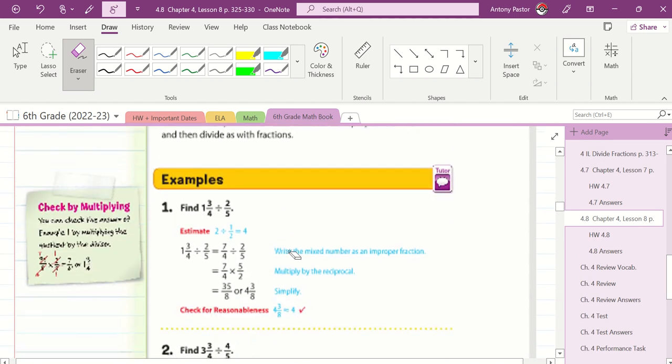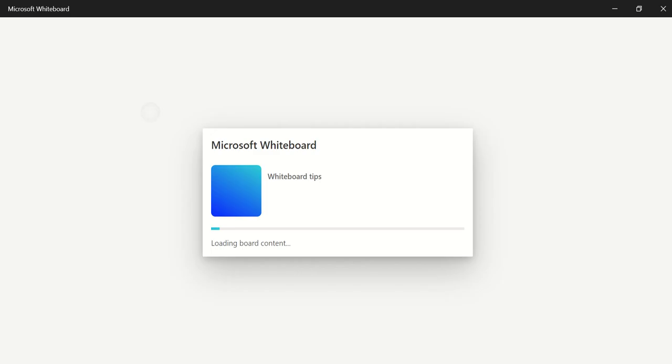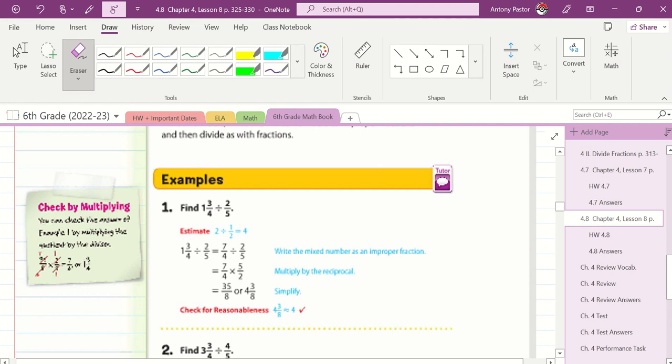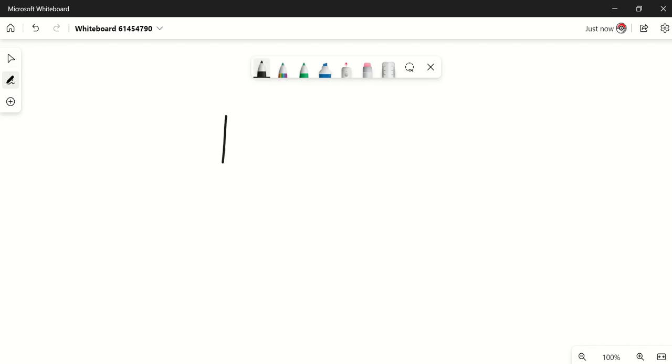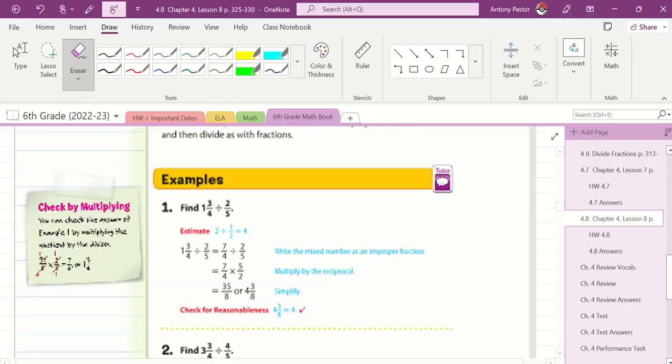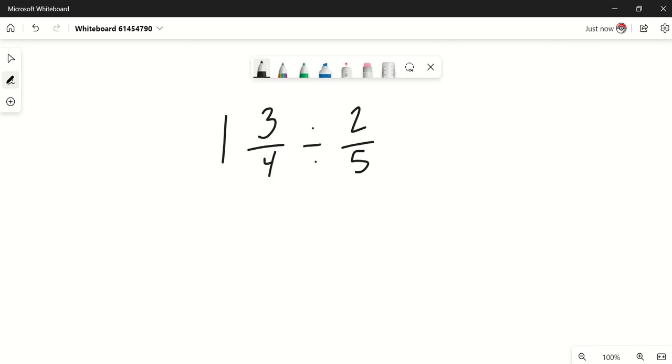We have an example of 1 3/4 divided by 2/5. Let's go ahead and clear our whiteboard off. 1 3/4 divided by 2/5. Now, even if one number is a mixed number, we still have to convert that mixed number. We do not need to convert the 2/5 because it's already a fraction. So whole number times denominator, 1 times 4 will be 4, plus the numerator, 4 plus 3 will be 7. This will become 7 over 4.